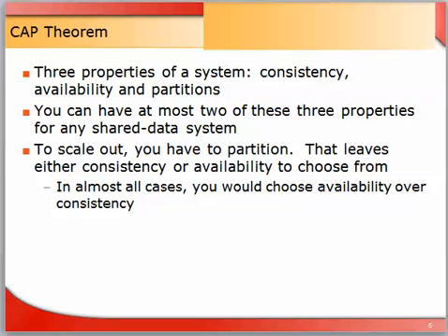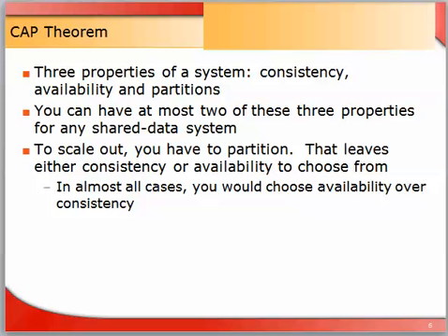CAP theorem. Three properties of a system: consistency, availability, and partition. Partition means it divides nodes into small groups that can see other groups, but they cannot see everyone. Consistency: you write a value and then you read the value, you get the same value back. In a partitioned system, there are windows where that's not true. Availability means you may not always be able to write or read. The system will say you can't write because it wants to keep the system consistent.